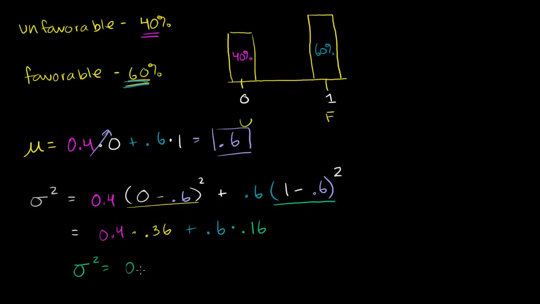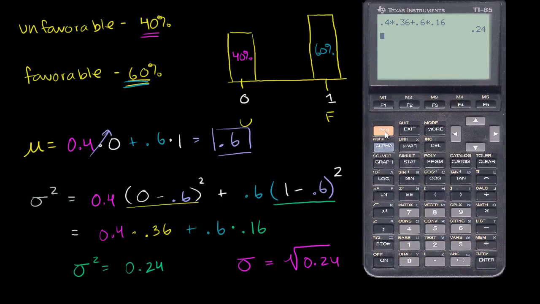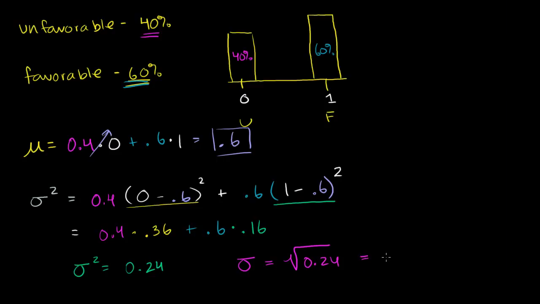So the variance of this distribution is 0.24, and the standard deviation of this distribution, which is just the square root of this, is going to be the square root of 0.24. And let's calculate what that is. Let's take the square root of 0.24, which is equal to 0.48. Well, I'll just round it up, 0.49.